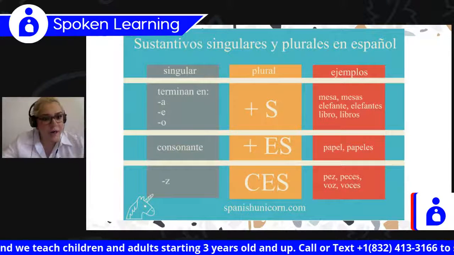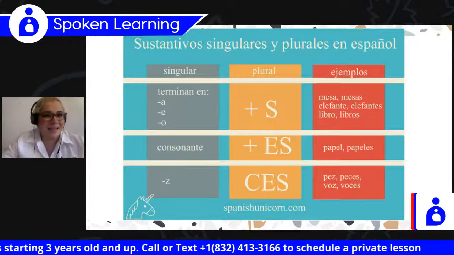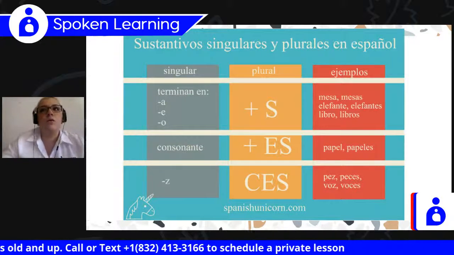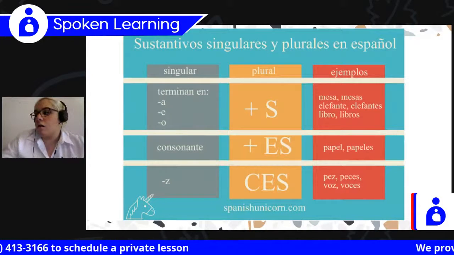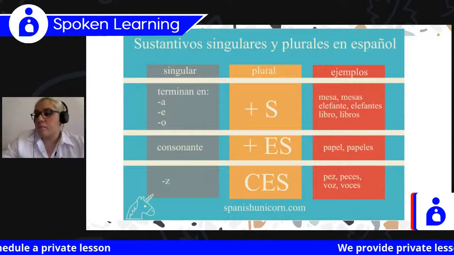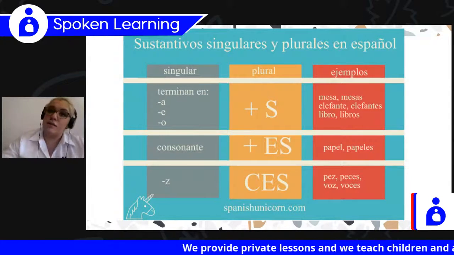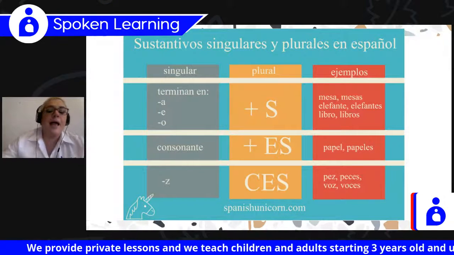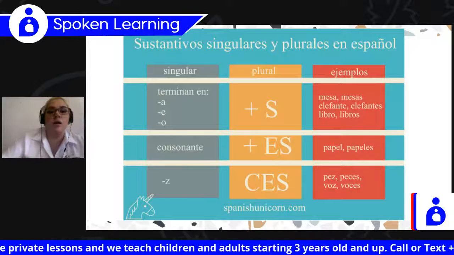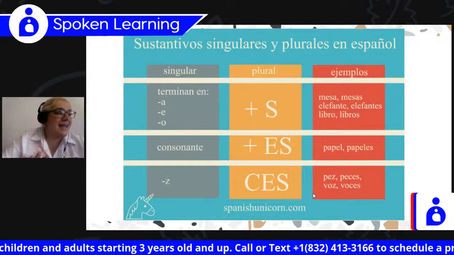Or, for example, cuchara is a spoon. Cuchara ends with a, so cucharas, right? Or tijeras, okay? Tijera, it's just one scissor. Tijeras, two scissors, okay? And the last one, words that end with Z.